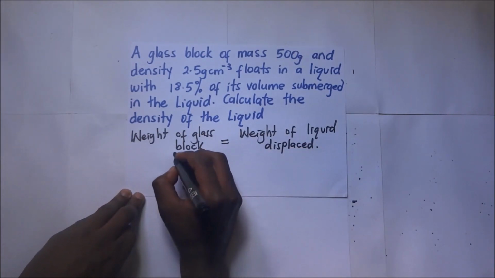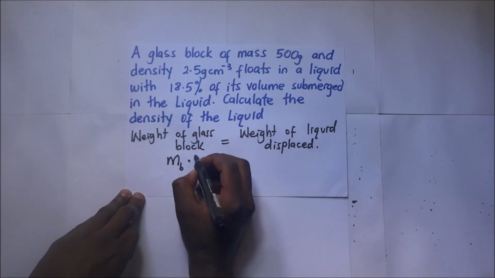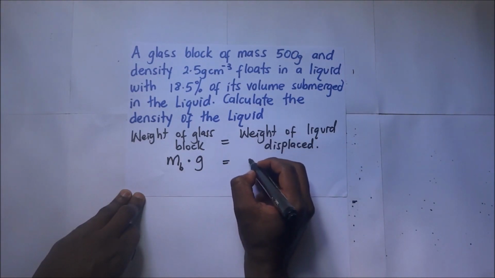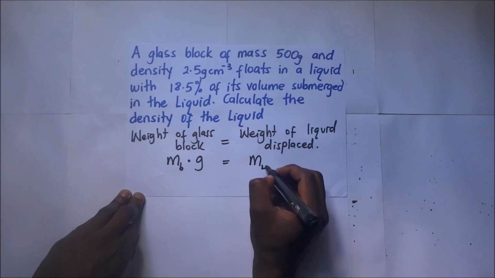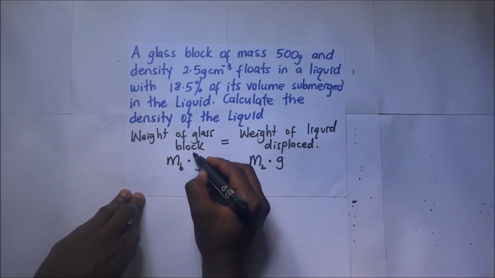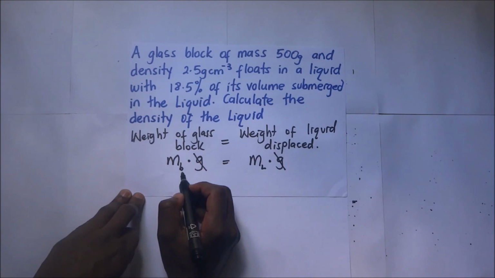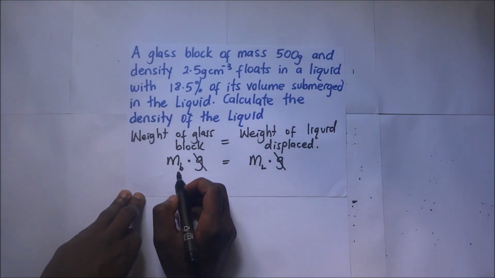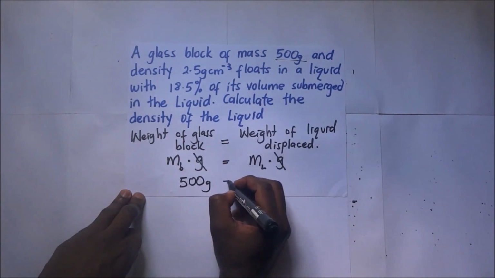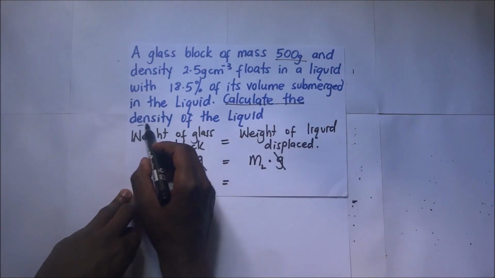So the weight of the glass block is given by the mass of the glass block, let me call it mass of B, multiply that by the gravity, is equal to the weight of the liquid displaced, which is the mass of the liquid displaced multiplied by the gravity. Of course, the g's are going to disappear. Then you find that the mass of the glass block is 500 grams according to our question. So 500 grams is going to be equal to the mass of the liquid. Now remember that we were interested in finding the density of the liquid.